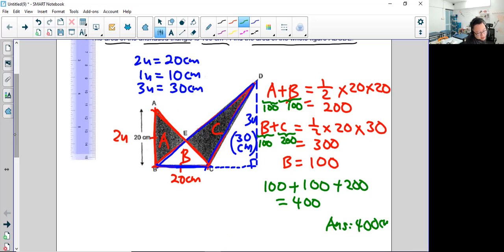And when do I use the ABC method? When you have shapes that overlap. When you see shapes overlapping and you don't quite know how to solve, then you think of the ABC, right? ABC.